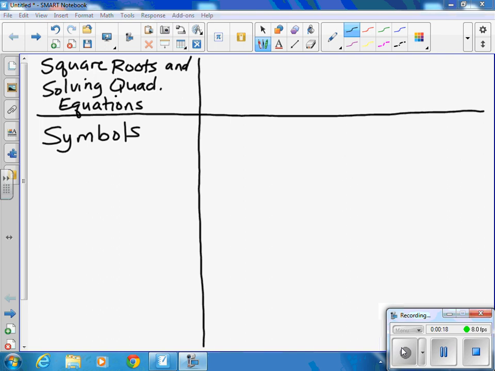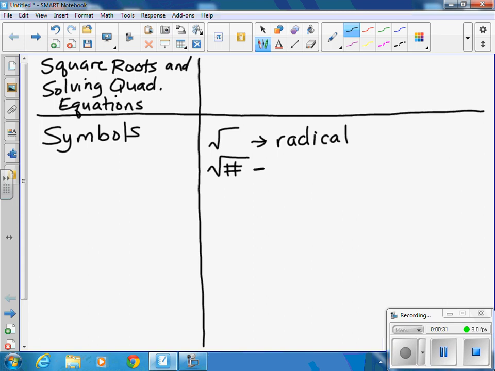The symbols that we are going to be using are your square root symbols, but remember they have new names now. So the square root symbol is officially known as the radical sign. And the number underneath, or variable underneath, depending on what's underneath there, is known as the radicand.